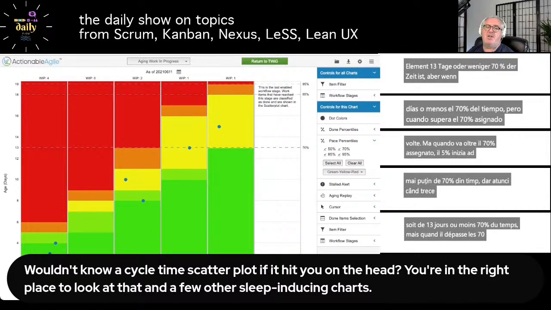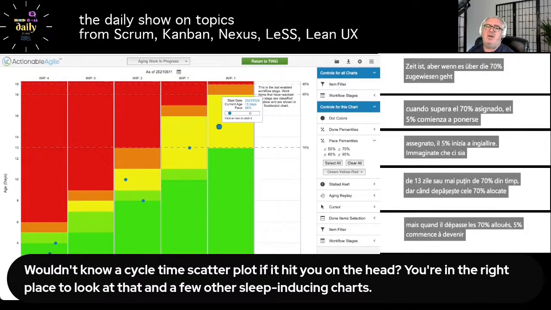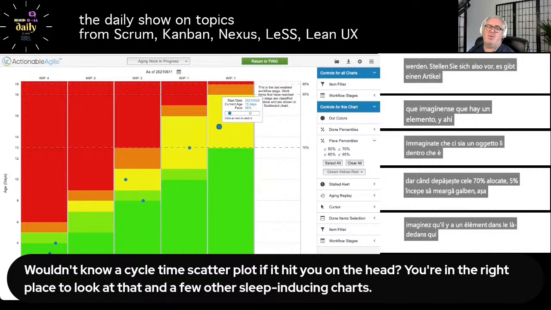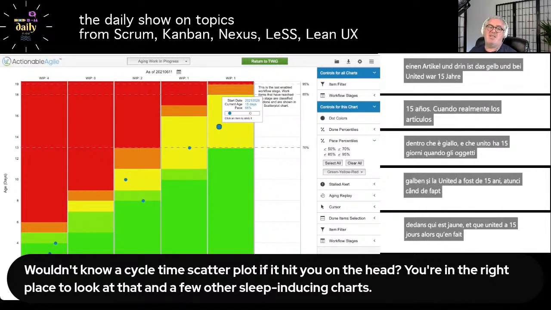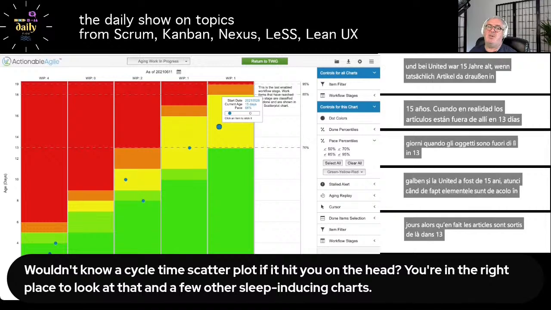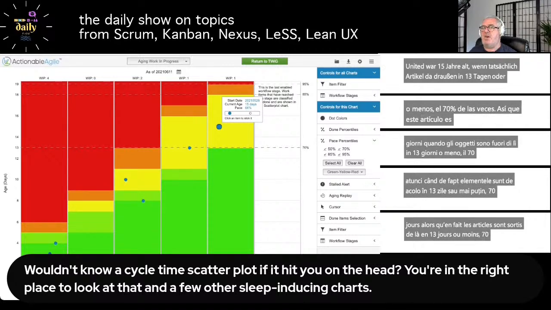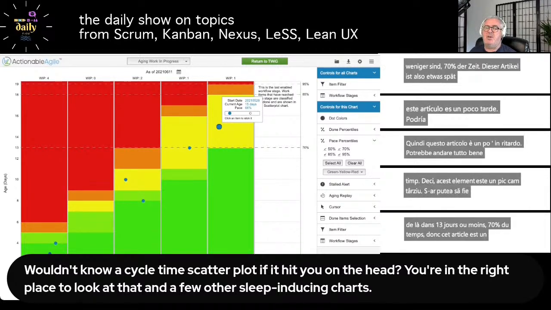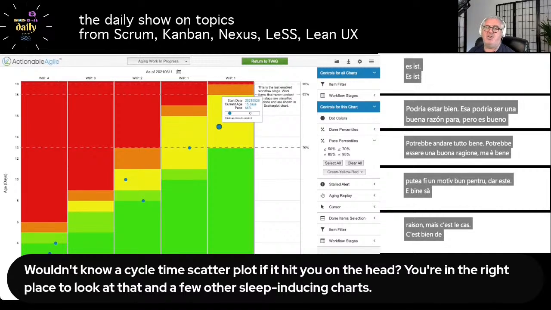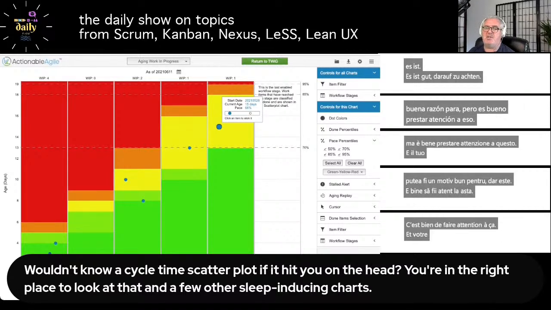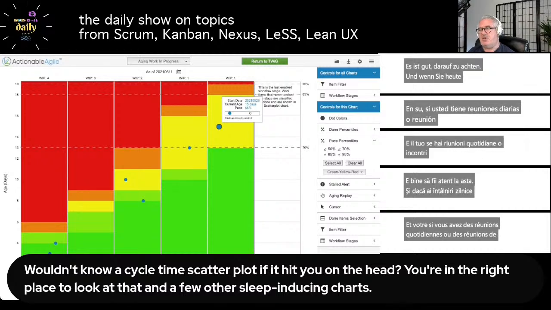So imagine there's an item in there that's yellow, an item that's 15 days old, when actually items are out of there in 13 days or less 70% of the time. So this item is a little bit late. It might be okay. There might be a good reason for it, but it's good to pay attention to that. And if you do have daily meetings, in your daily meeting, say, well, what do we need to do? Do we need to kind of ring somebody?